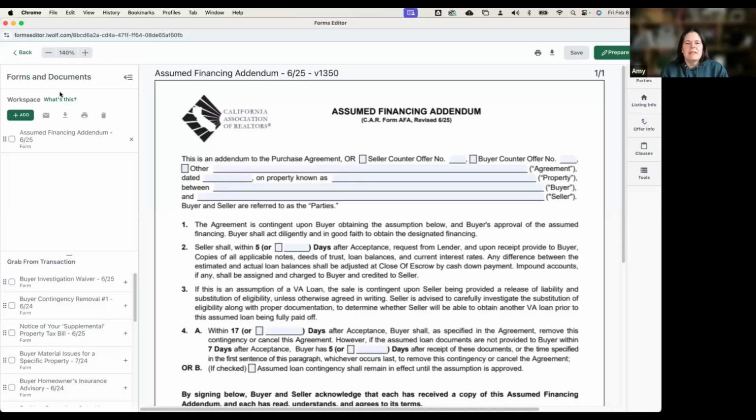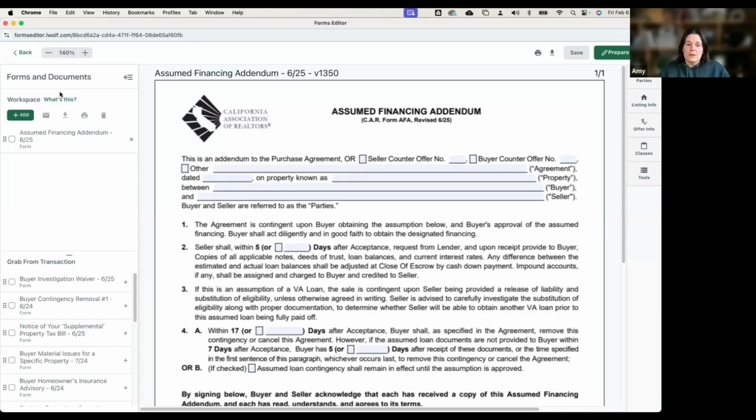Okay. Number 4 has 2 parts, 4A and 4B. A is within 17 days or blank days after acceptance. So the default is 17 days. Buyer shall, as specified in the agreement, remove this contingency or cancel the agreement. However, if the assumed loan documents are not provided to buyer within 7 days after acceptance, buyer has 5 days after receipt of these documents or time specified in the first sentence of the paragraph, whichever occurs last, to remove this contingency or cancel the agreement. So that's A: there's a time frame where you need to remove this contingency.